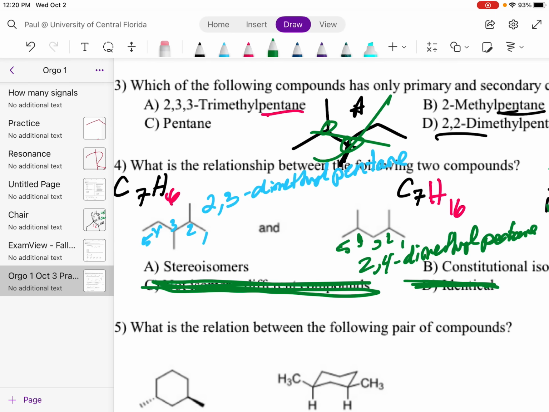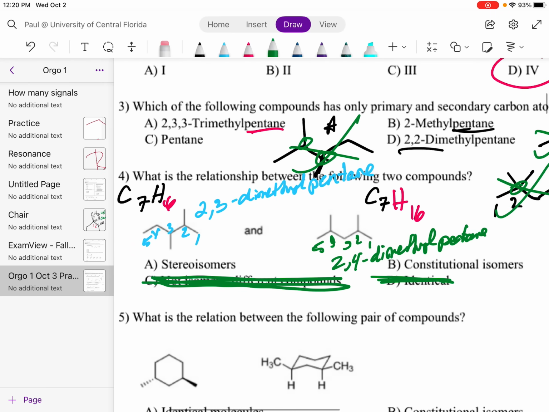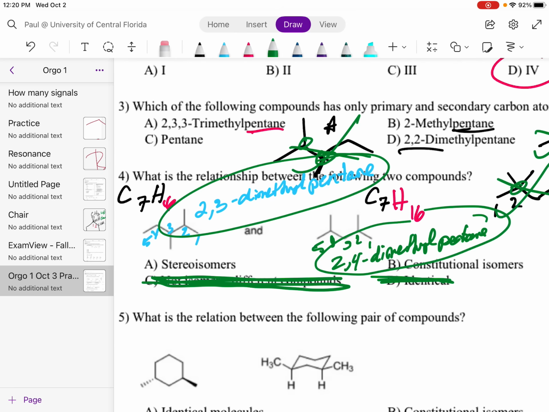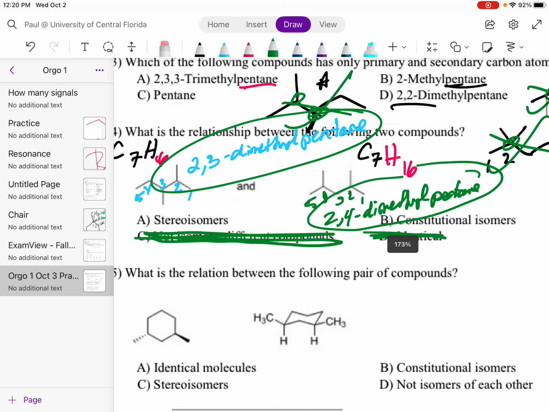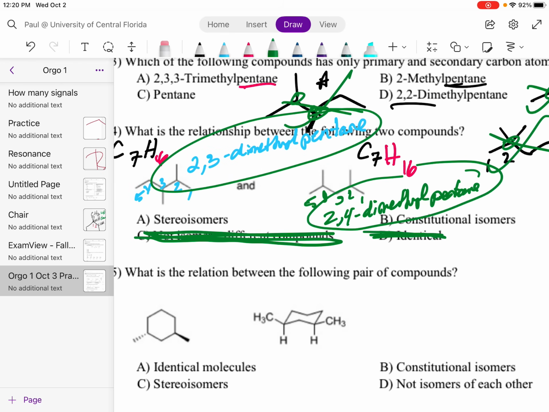So constitutional isomers are two compounds with the same molecular formula but different connectivity. And one way to discover the different connectivity is by naming the molecule. If the names of the molecules are different, then they are going to be constitutional isomers. Now, if they're the same name, then we're going to have stereoisomers. And now when you name stereoisomers, how do you distinguish between the stereoisomers? That's where you use the R and the S configuration.